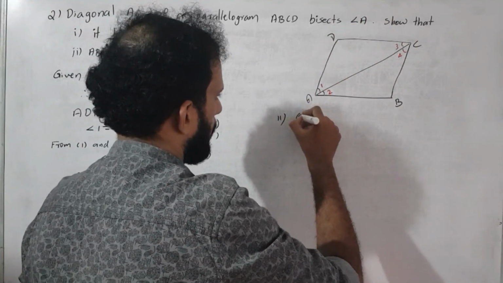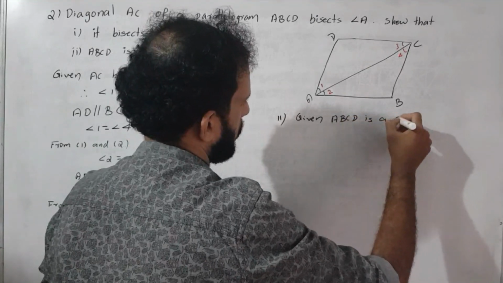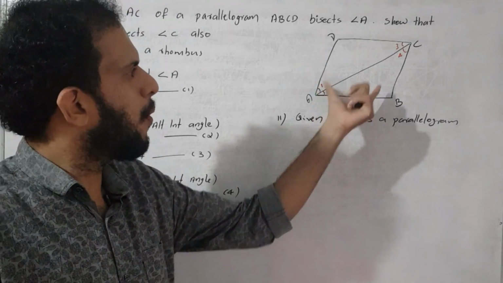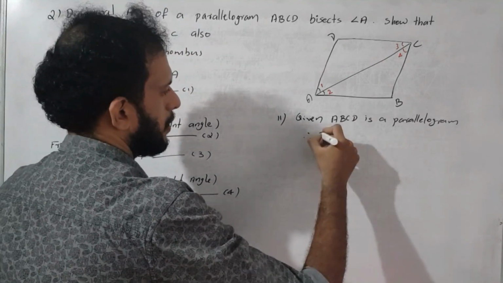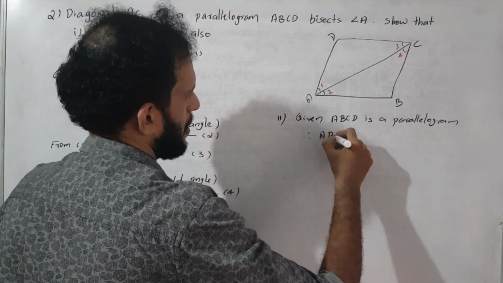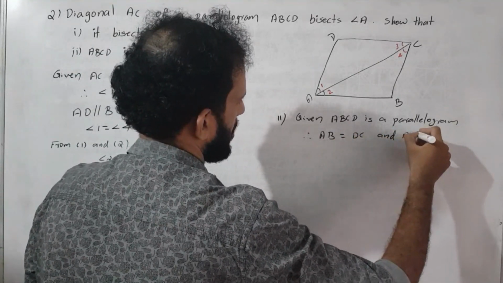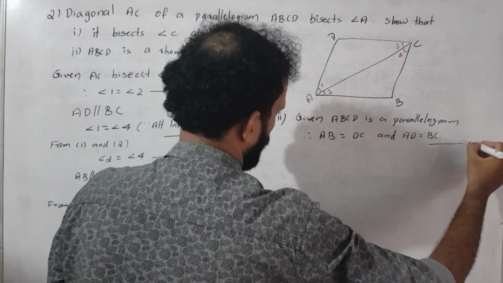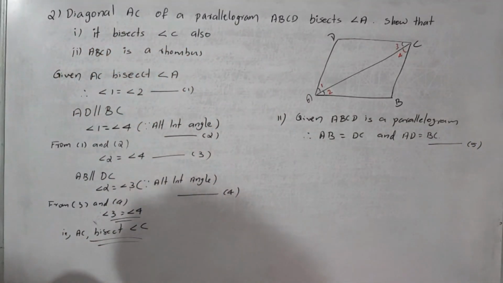For that, given ABCD is a parallelogram, we know the property that the opposite sides are equal, correct? Therefore AB is equal to DC and AD is equal to BC. That is equation 5.